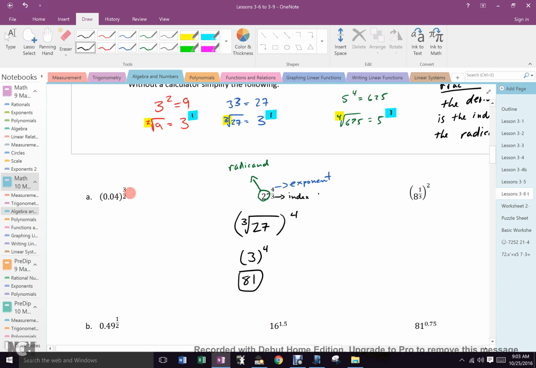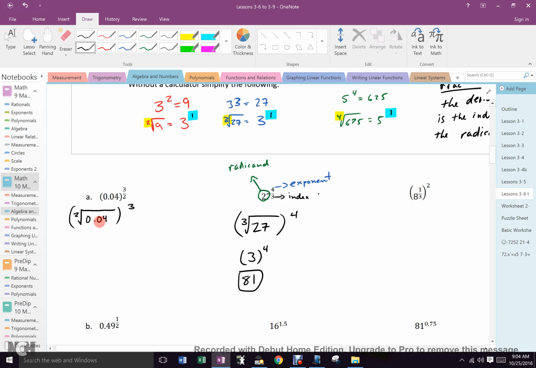So let's go back and look at A. Barf. It's hideous, isn't it? Okay. But we know some stuff to deal with that. What does the 2 become? The index. So I'm looking for a square root of something. Square root of what? 0.04. And what am I going to do with that whole number? Put it to the power of 3.